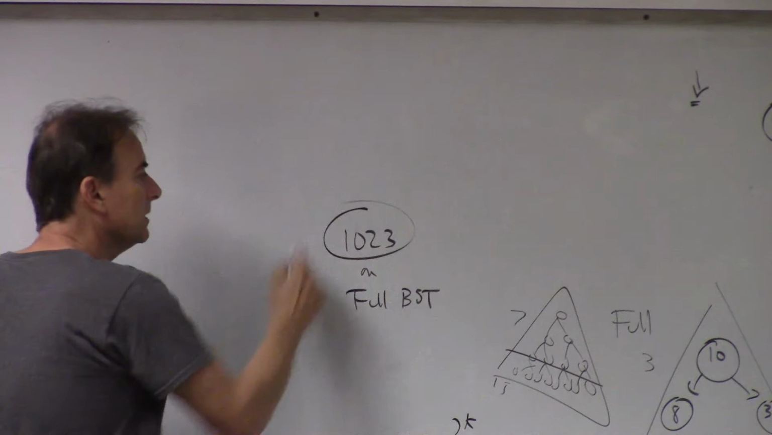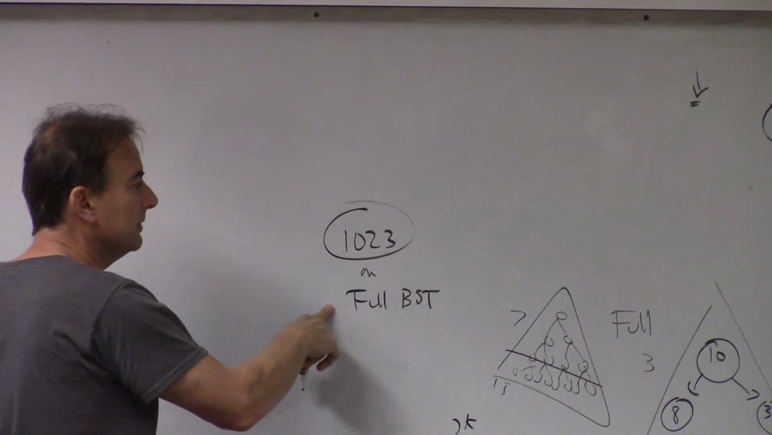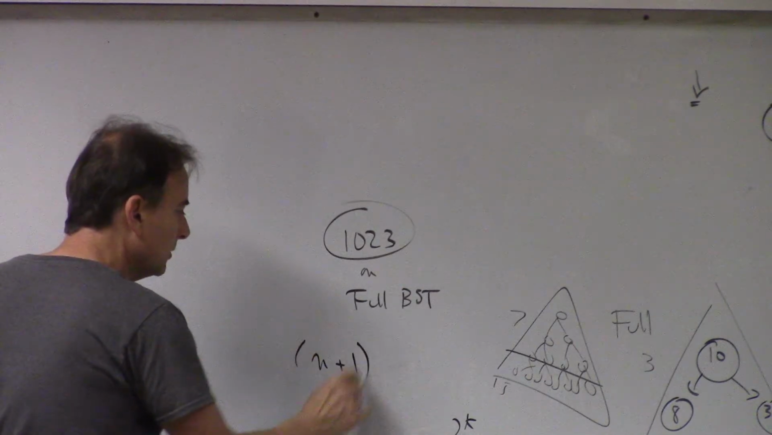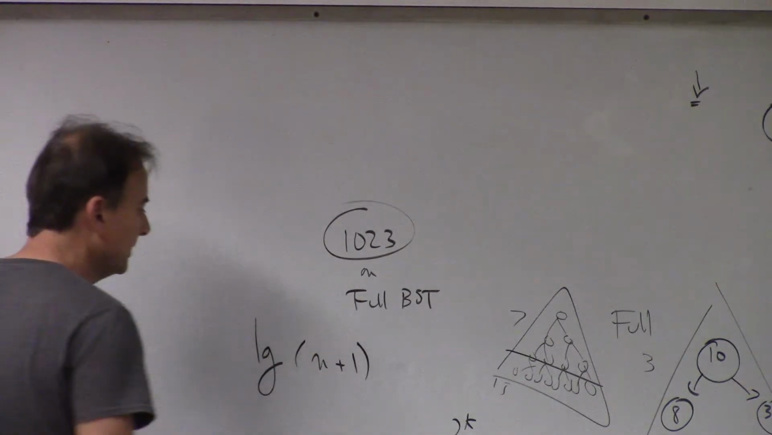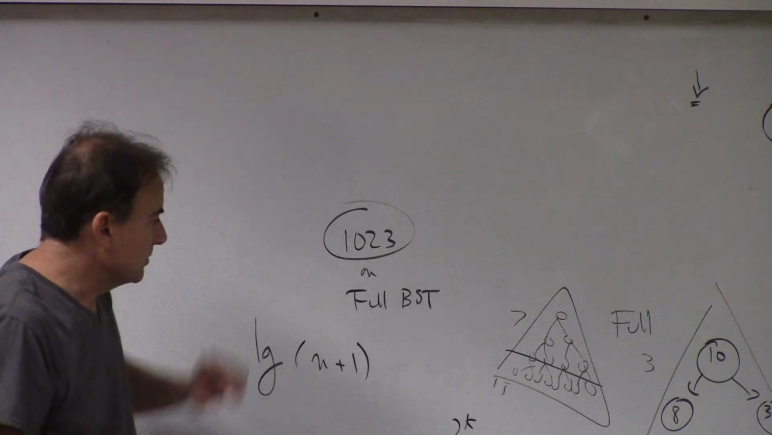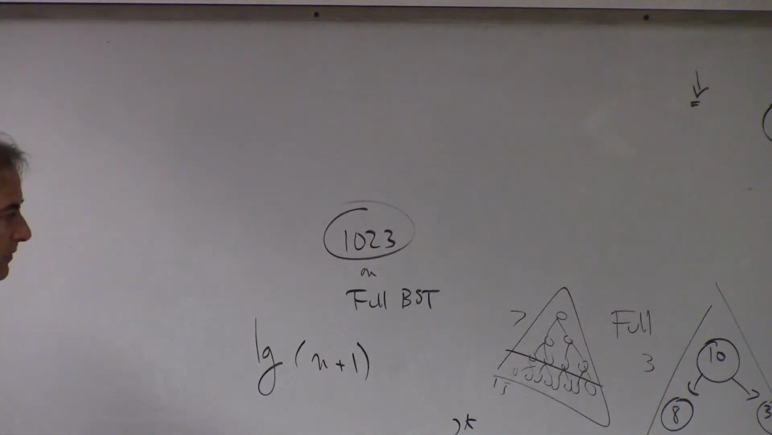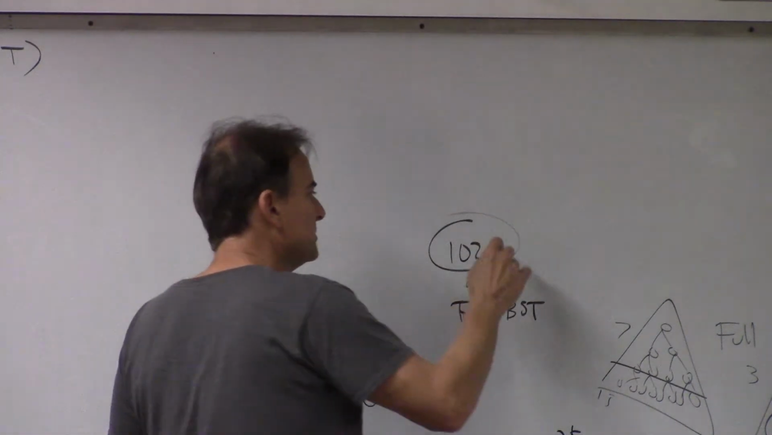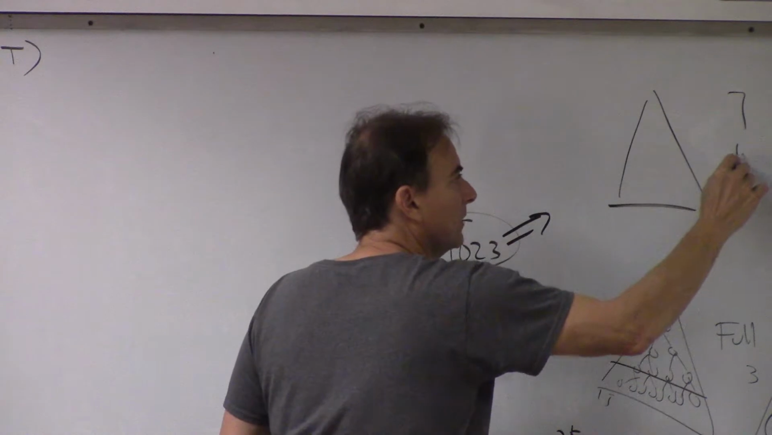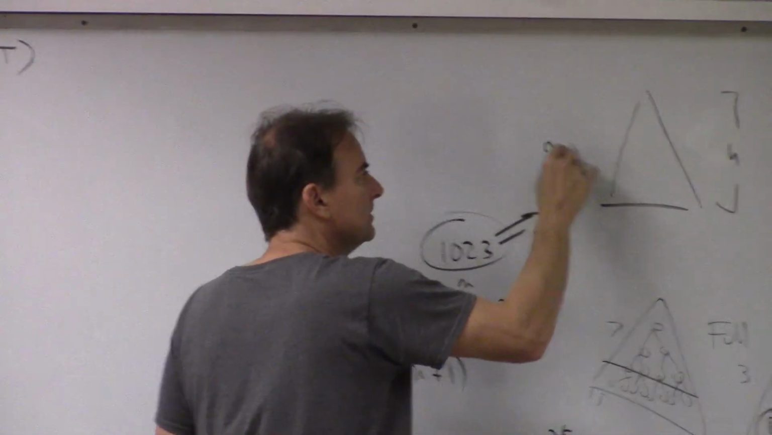So this one right here, what will be the height of that if it was a full BST? It was basically n plus 1, and we'll take log base 2 of n plus 1. So what's lg of 1,024? 10. So what does that mean? Well, it basically means that this tree would have a height of 10, and n is 1,023.